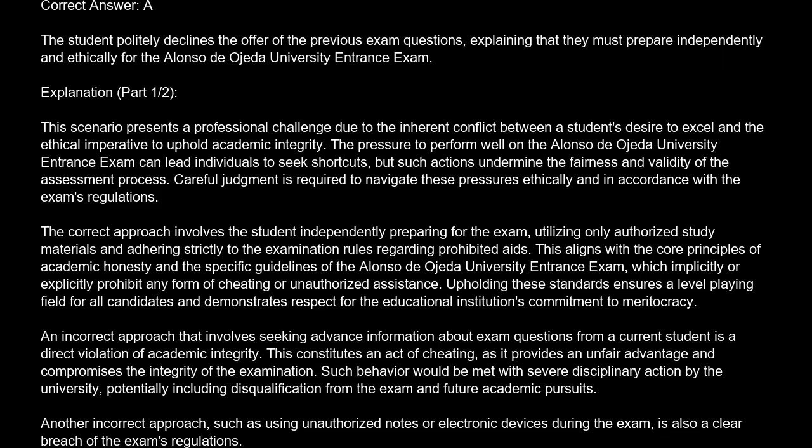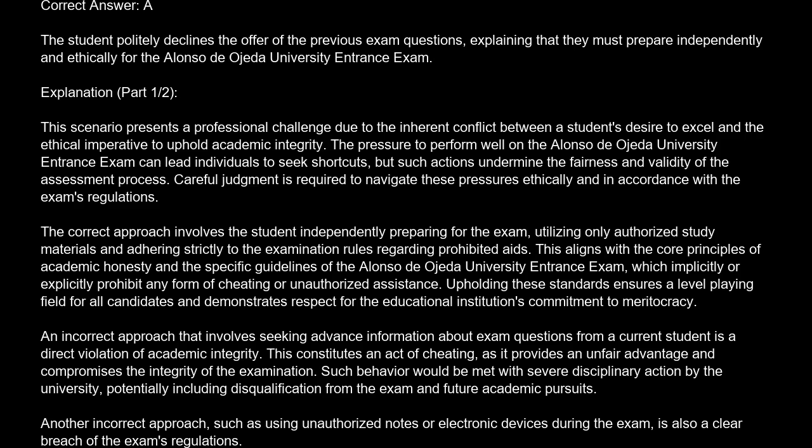The student politely declines the offer of the previous exam questions, explaining that they must prepare independently and ethically for the Alonso de Ojeda University entrance exam. Explanation: this scenario presents a professional challenge due to the inherent conflict between a student's desire to excel and the ethical imperative to uphold academic integrity.